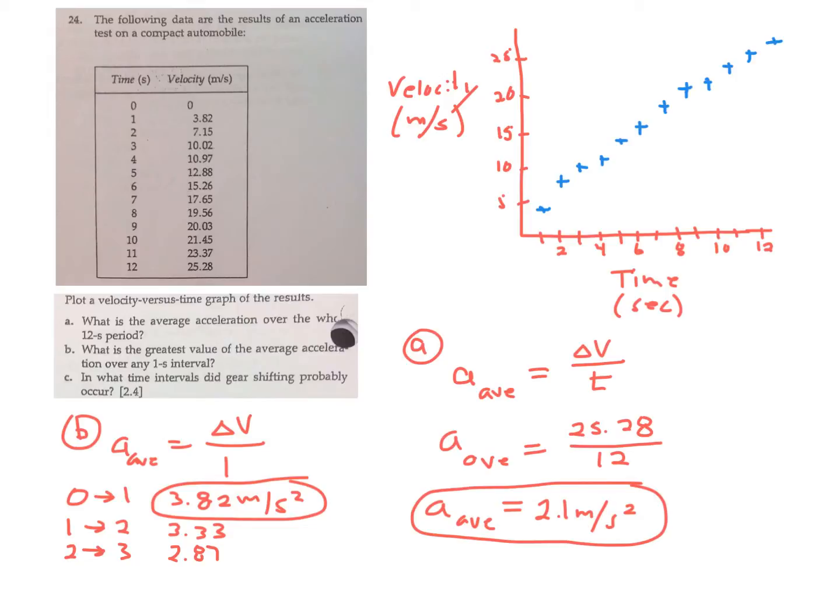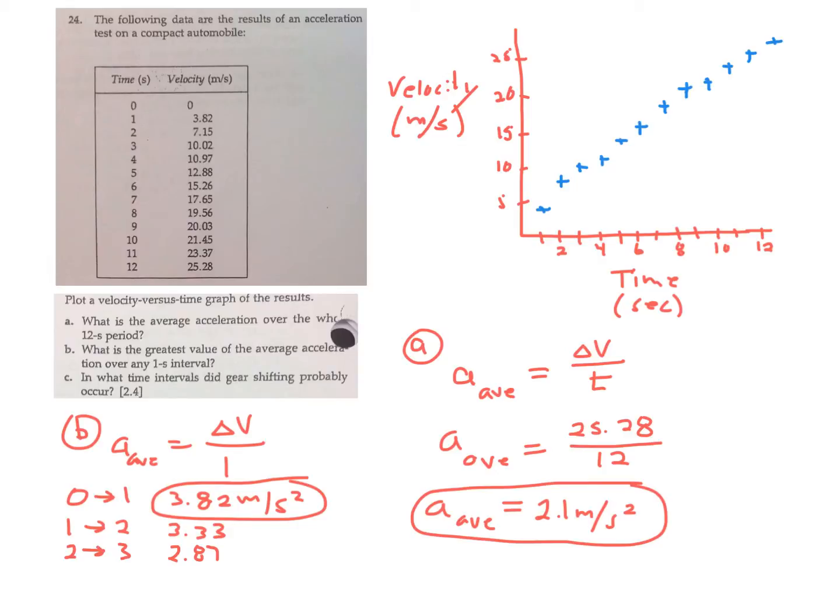But if you check all 12 of those intervals, the first one from 0 to 1 is your answer, because everything else after that has an increase of less than 3 meters per second of speed. In fact, some of them are almost 0, and that's the question for part C. In which time intervals did the gear shifting probably occur? Well, that's when there was very little acceleration.